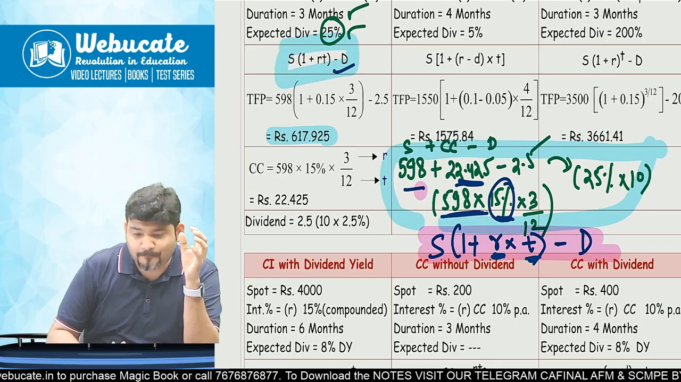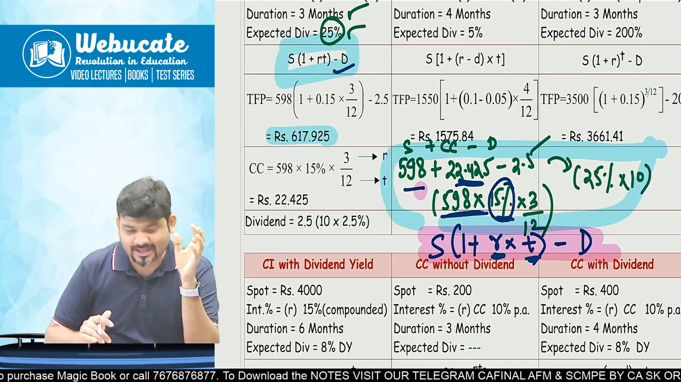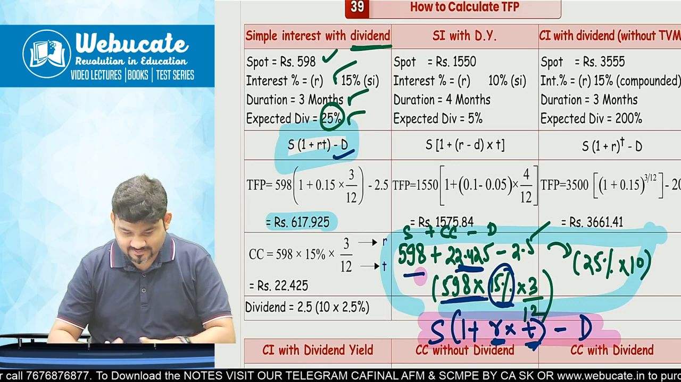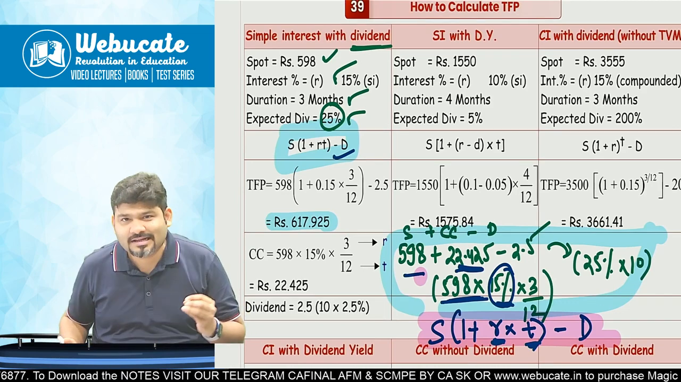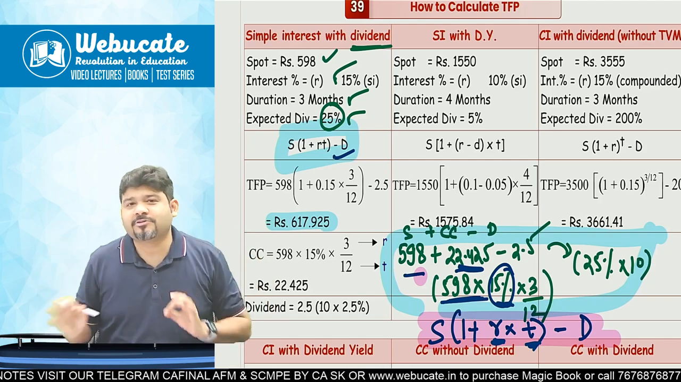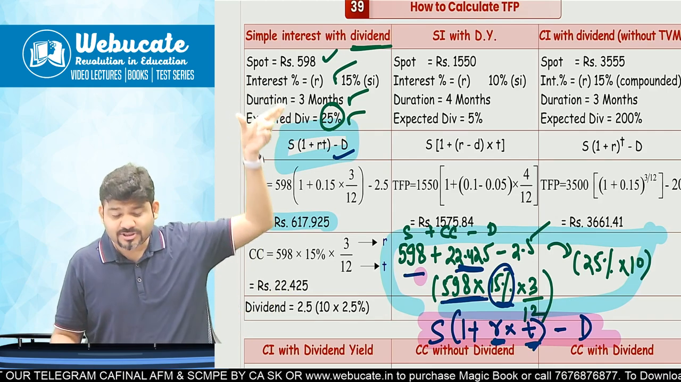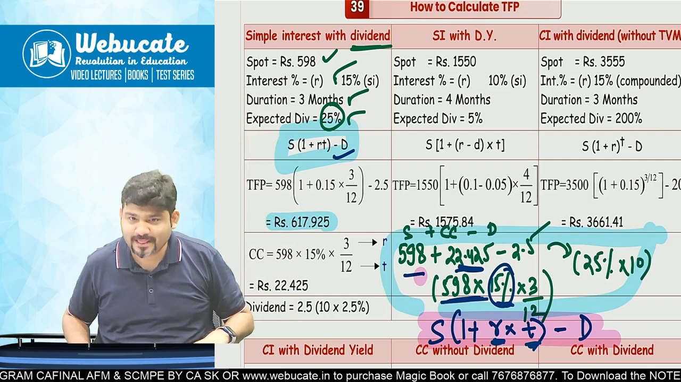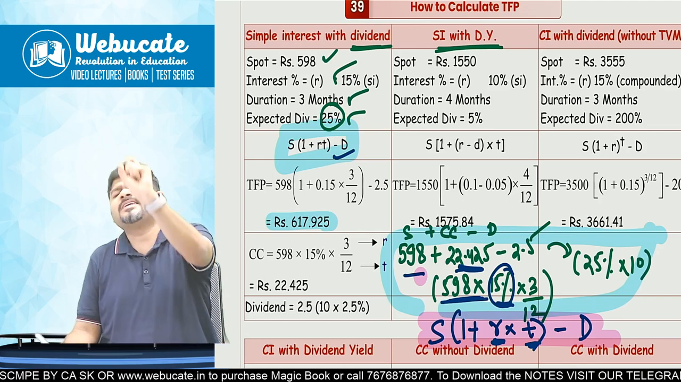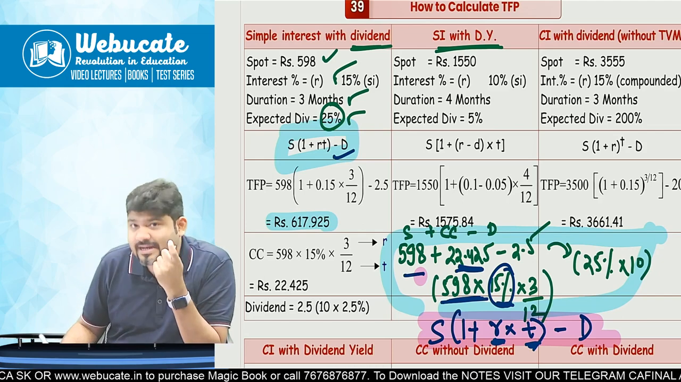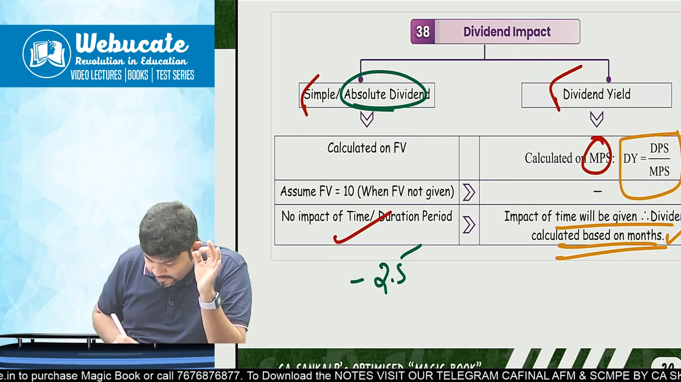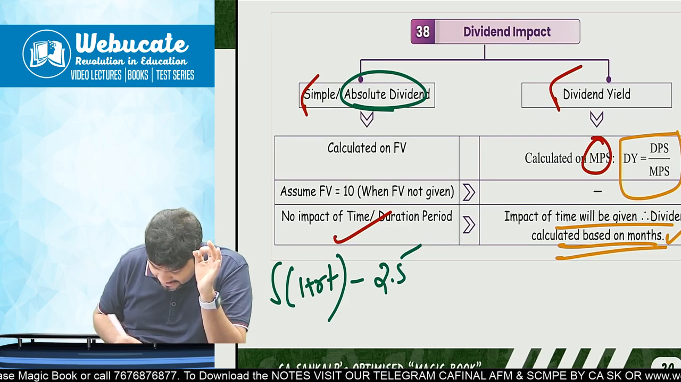Now, this was a plain situation, a simple interest, a spot interest at simple rate with dividend. You'll be happy to know that 8 out of 10 sums are based on this format. Simple interest with dividend. Now, second concept that I am going to take is simple interest with dividend yield. The formula changes only with one aspect, and that is the dividend aspect. See, in this case, the dividend is absolute. So whatever dividend that you have calculated, you will reduce it from that S into 1 plus RT minus D.